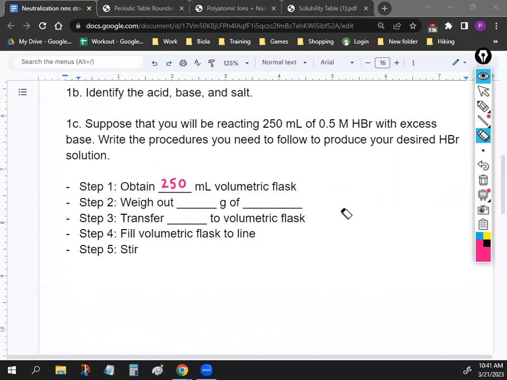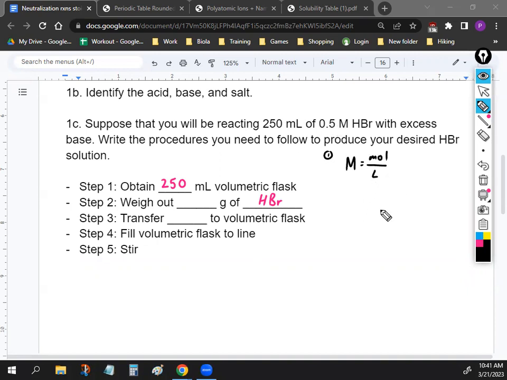Okay, step 2, you want to weigh out grams of the chemical you're trying to make. So HBr, we're trying to make an HBr solution, and so we have to weigh out how many grams of HBr we need. Now, we don't have grams right now in our problem, so we have to take these numbers right here and turn them into grams of HBr. First, we're going to use the molarity equation, which is moles divided by liters.